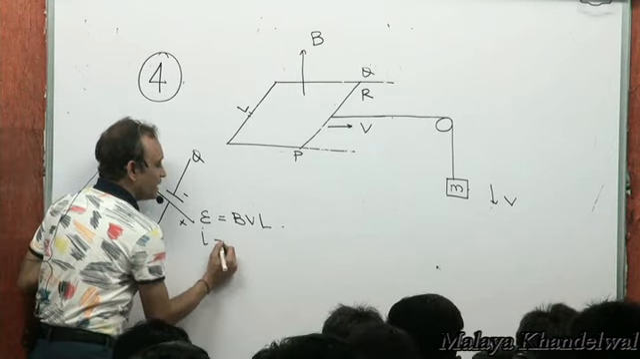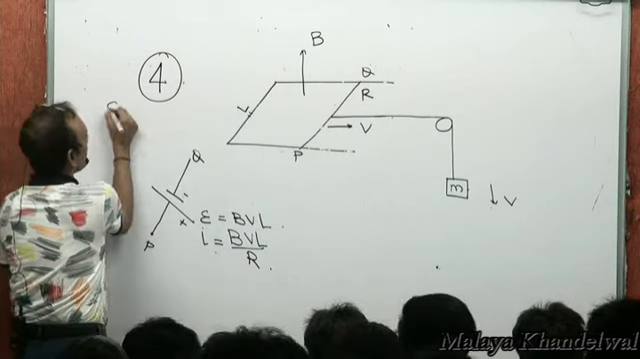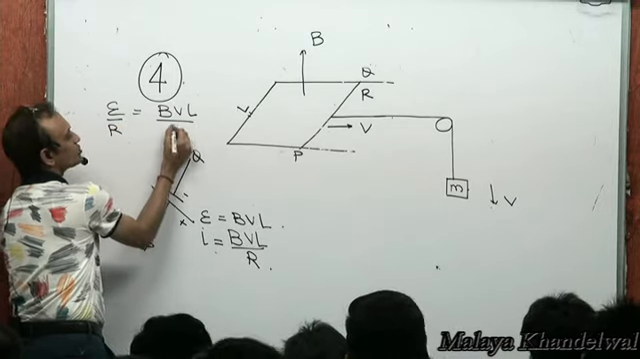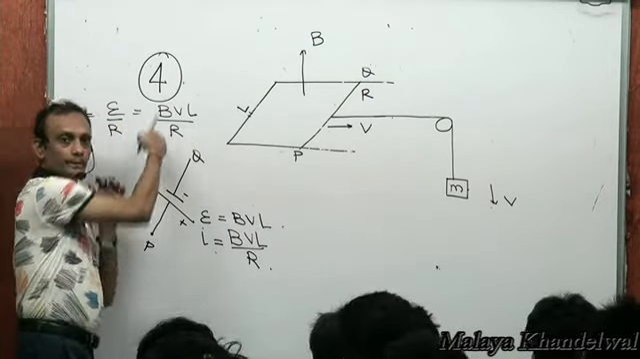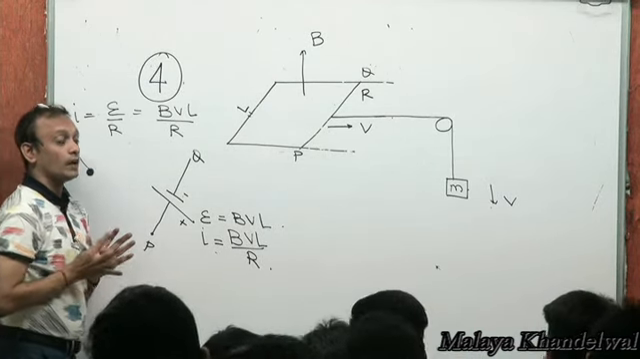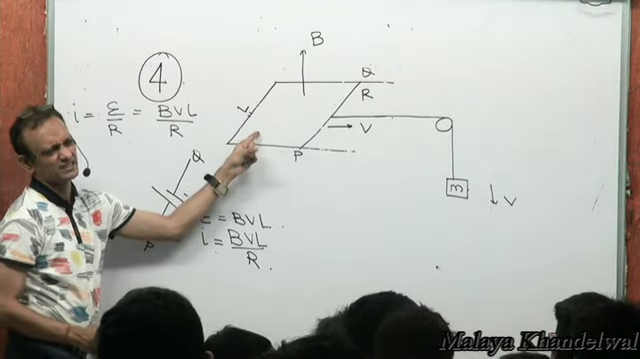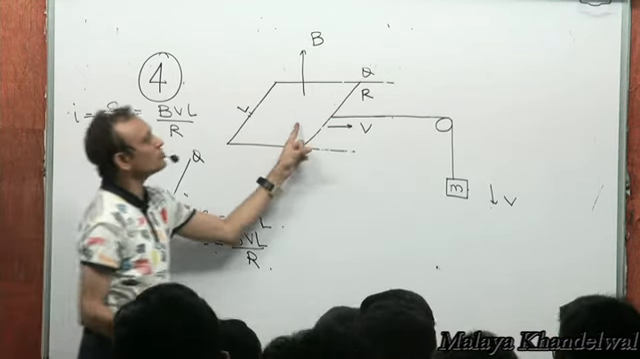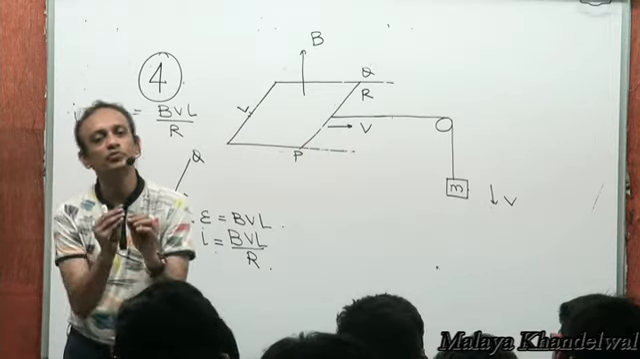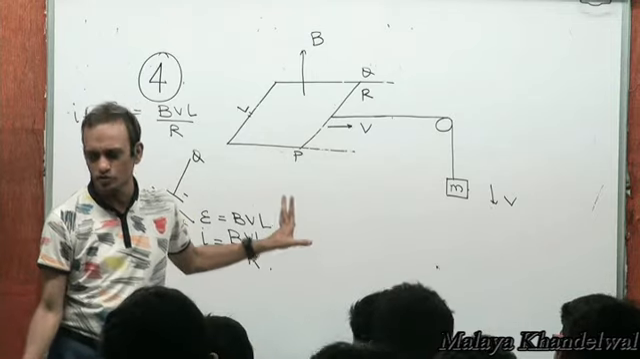What's the induced current? Epsilon by R, BvL by R, is the induced current, right? Epsilon is BvL, and epsilon by R is the induced current I. Yes or no? Now, I can just close my eyes and say that the magnetic force would have to be leftwards. The cause of change of flux is the rightward velocity of this. The direction of the magnetic force must oppose that cause.